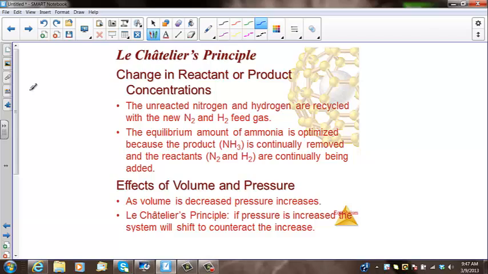So Le Chatelier's principle tells us if pressure is increased, the system will shift to counteract that increase. So in our example of N2 plus 3H2 yields 2NH3, if I increase the pressure, the system will counteract the increase. So remember the rule about pressure. If we increase pressure, it shifts to the side with the least number of moles. So I've got 4 moles of gas versus 2 moles of gas. So my shift is going to be, as predicted, toward the production of ammonia.